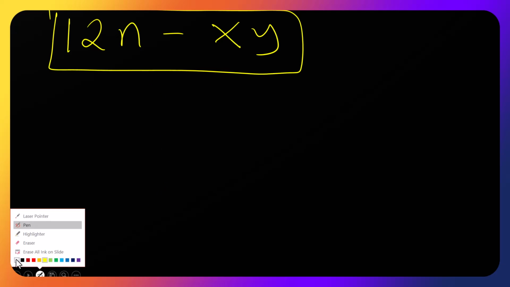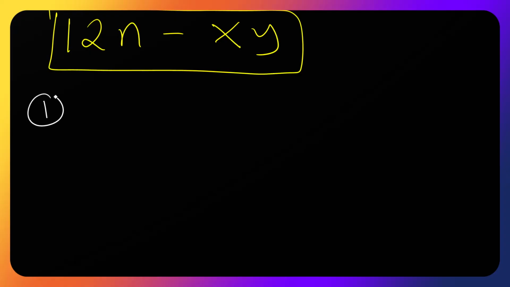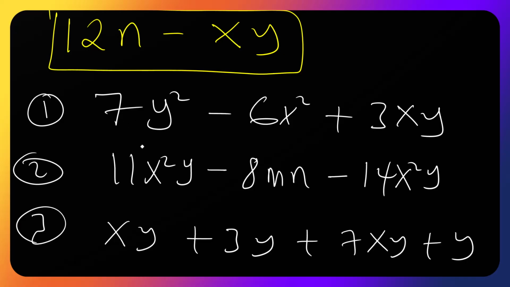So just take a piece of paper and let's try the following. We have 7y squared minus 6x squared plus 3xy. Then 11x squared y minus 8mn minus 14x squared y. And we have xy plus 3y plus 7xy plus y. So go ahead and try the answers.